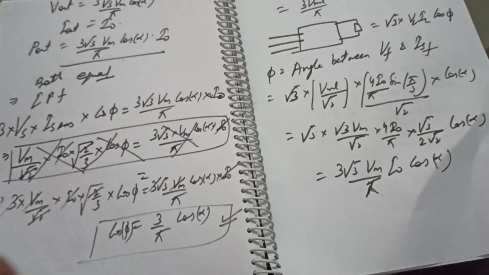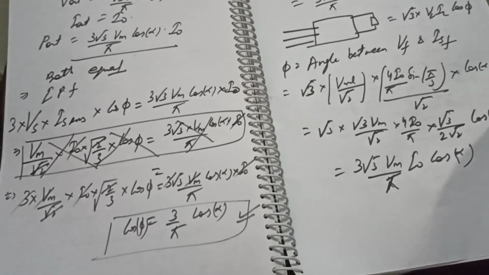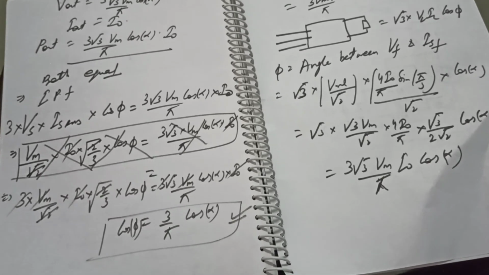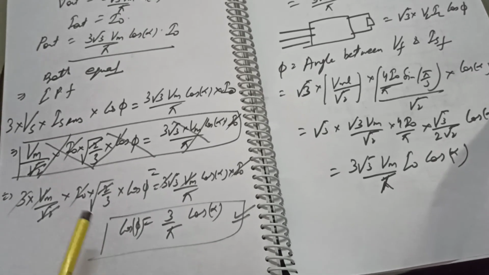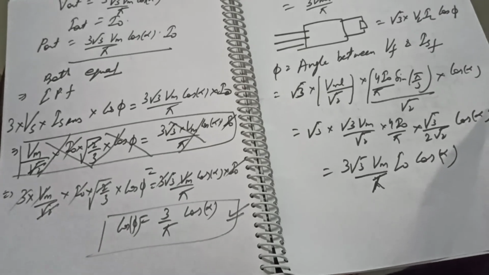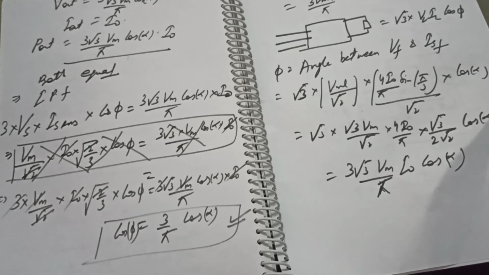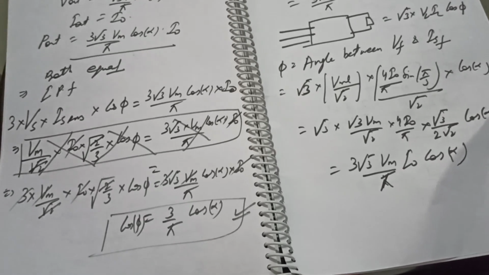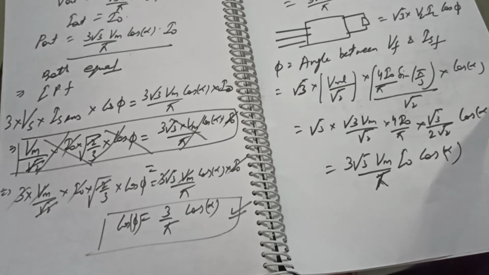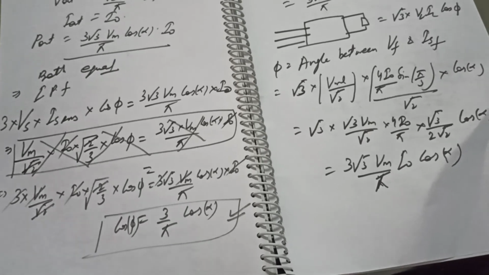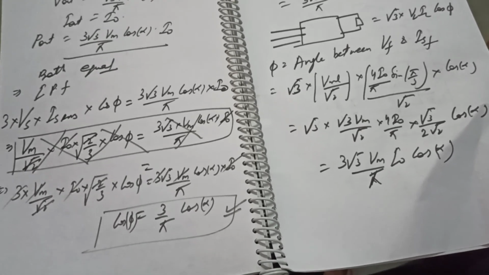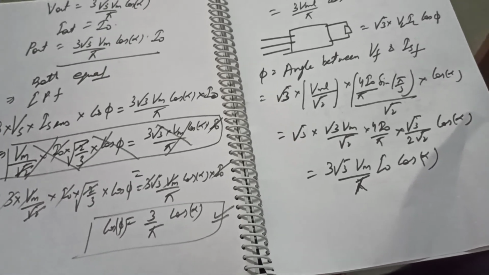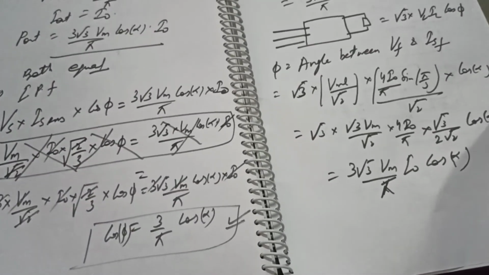Now we are going to equate both the parts, and upon equating, all the terms get cancelled out, and cos phi comes out to be 3 by pi into cos of alpha. So I think there's no need of cramming this. Many people cram that 3 by pi cos alpha is the input power factor, but in this derivation it is quite clear that it is 3 by pi cos of alpha, 0.955 times cos alpha.